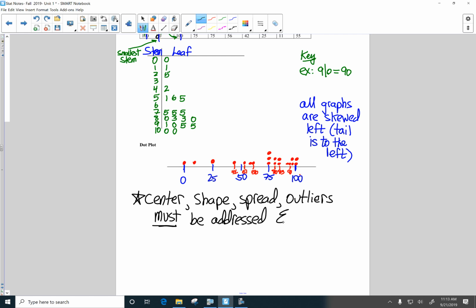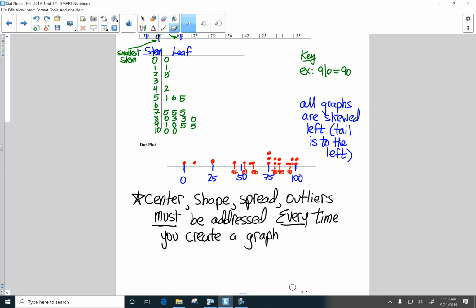I'm going to change any to every time you create a graph. All right, so that's the part you're not going to like.